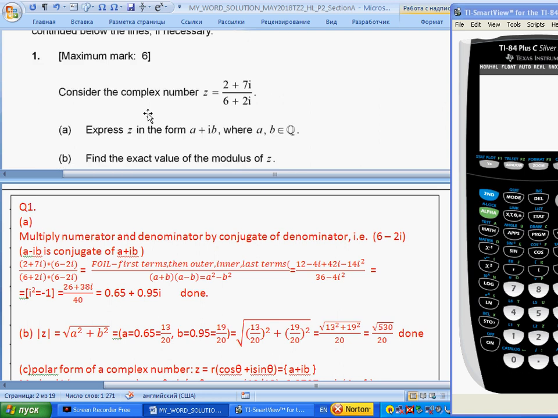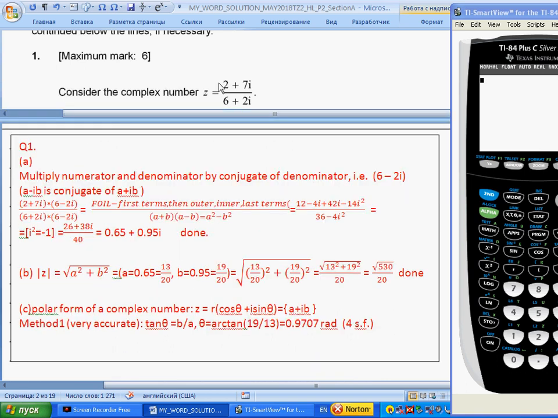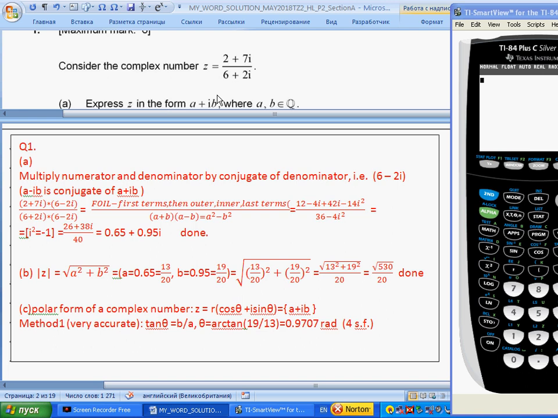Section A, question 1. Let's look at this question. Consider the complex number, express z in the form a plus ib, where a, b are real numbers. So we should get rid of the imaginary part here. This is done by multiplying the denominator by the conjugate, 6 minus 2i.